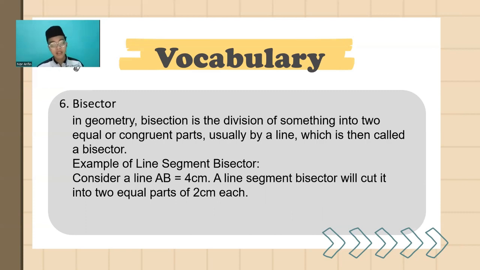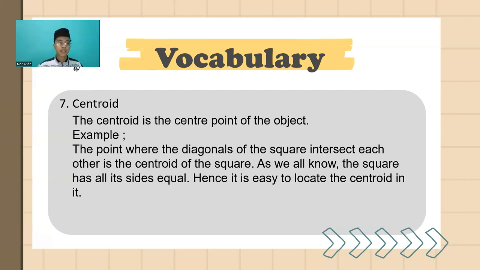Next, bisector. In bahasa, bisector is garis bagi. In geometry, bisector is the division of something into two equal or congruent parts, usually by a line, which is then called a bisector. Example of a line segment bisector: consider a line AB that is 4 centimeters. A line segment bisector will cut it into two equal parts of 2 centimeters each.